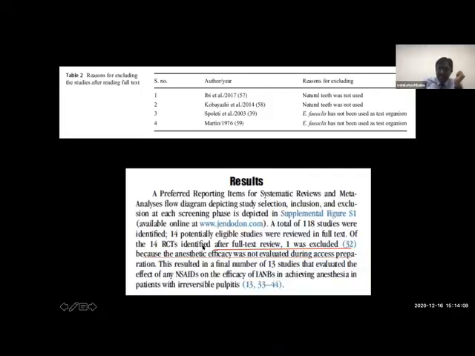So another way is just mentioning the reason in the manuscript. See, one paper was excluded because the anesthetic efficacy was not evaluated during access preparation. It means my inclusion criteria is evaluating the outcome only during access preparation. This 32 paper would have been assessed in some other way. So I don't want that. That's why it has been excluded here. Okay. So you have to clearly mention it here.